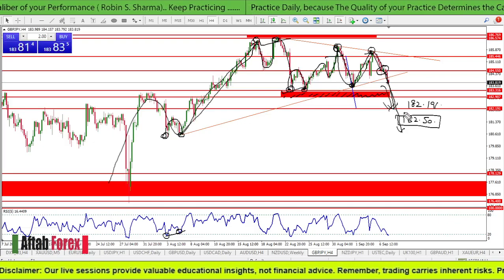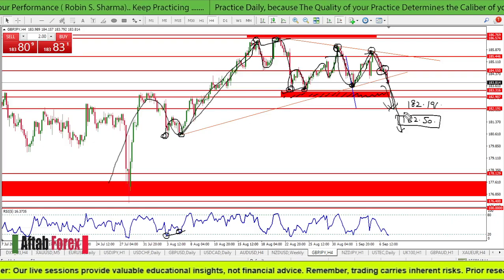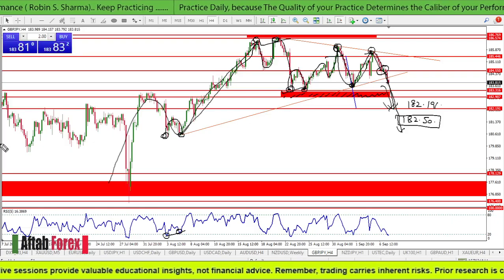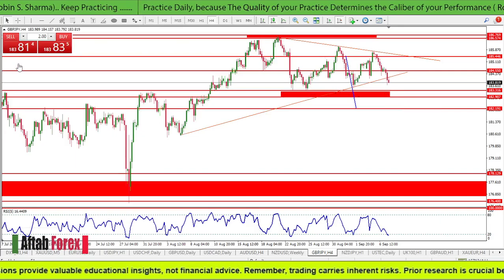So the first concept that I have shared with all of you is the double top and the double bottom along with divergence.